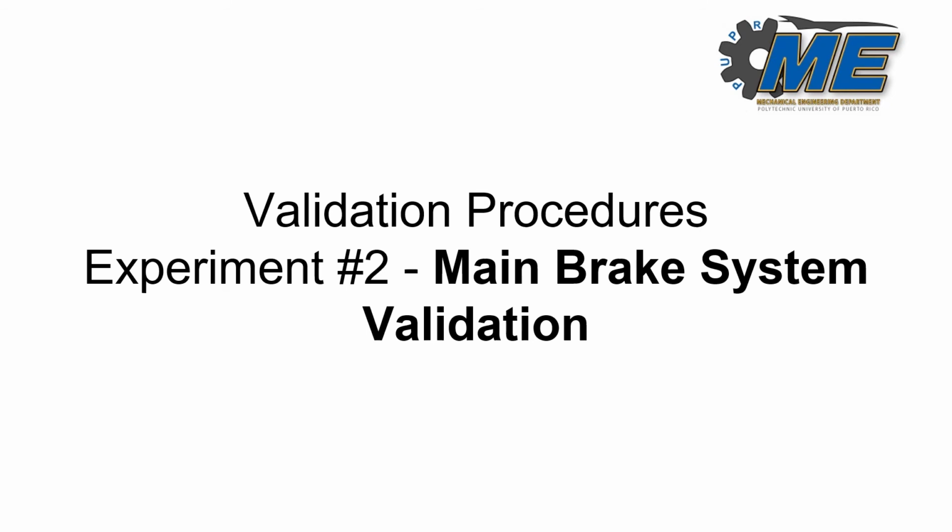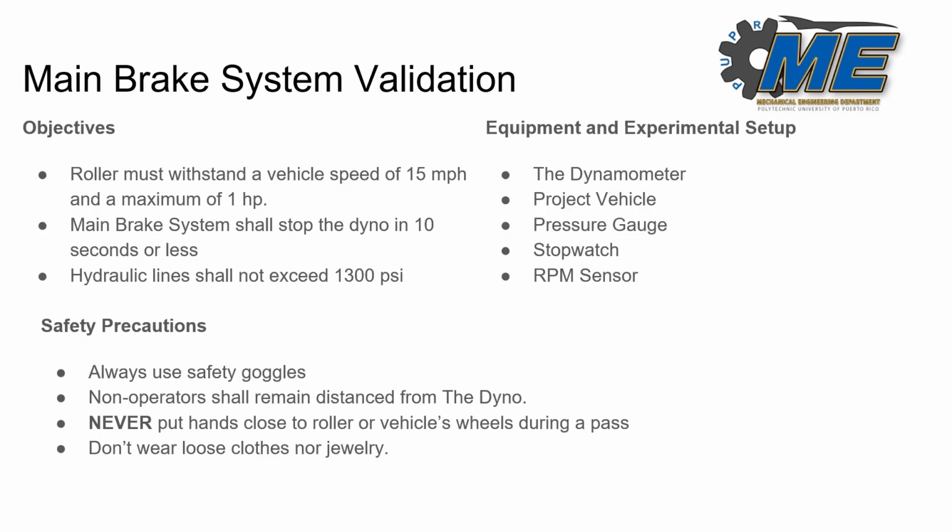So now we're going to be going over the validation procedures for the second experiment, which is the main brake system validation. For the main brake system validation, we're going to have first our objectives, which is that the roller must withstand a vehicle speed of 15 miles per hour and a maximum of 1 horsepower. The main braking system shall stop the dyno in 10 seconds or less. Our hydraulic line pressure shall not exceed 1300 psi.